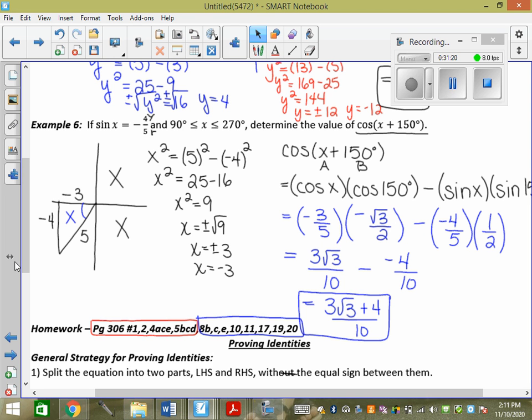Page 306. 8 BCE, 10, 11, 17, 19, 20. And you have some time to work on them, which I never give you. So you are welcome. It's a gift. Do not pack up. That would make me sad.